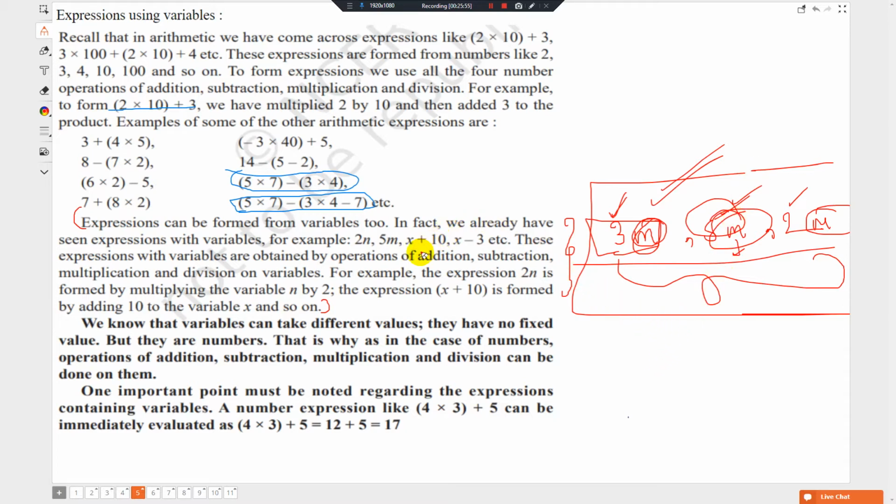Now, for example, the expression 2n is formed by multiplying the variable n by 2. Right? We have known this also. The expression x plus 10 is formed by adding 10 to the variable x, and so on. Great.